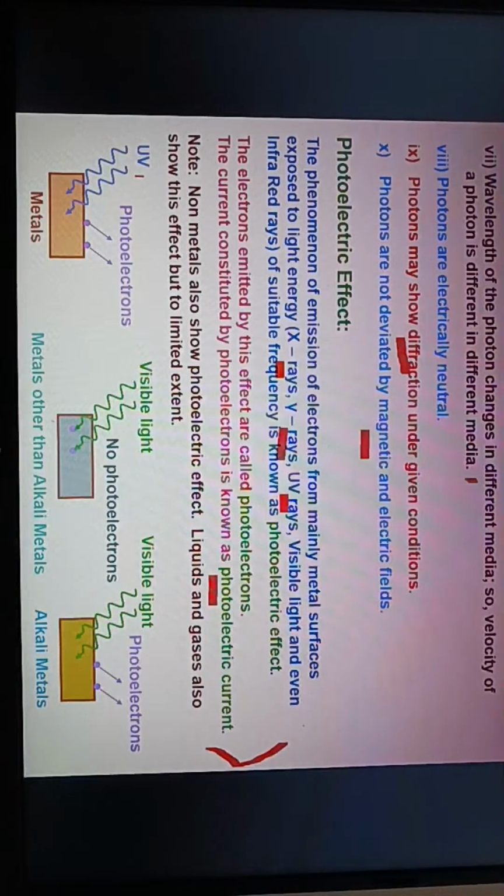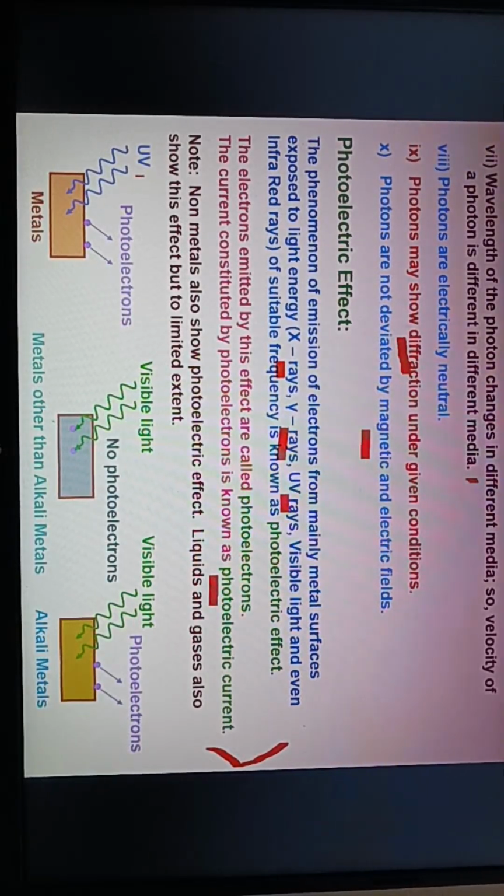Gamma rays are very high frequency. X-rays are the next frequency. Highest will be gamma rays. Lowest is radio waves, then microwaves, infrared rays, then visible, then ultraviolet, then X-rays, then gamma rays. This arrangement by frequency is called the electromagnetic spectrum. It's only a two-page chapter that you all remember. It's very important. It will come in every chapter.